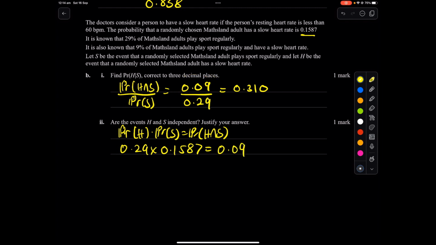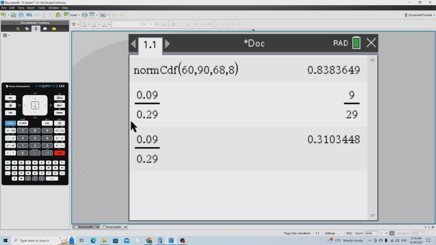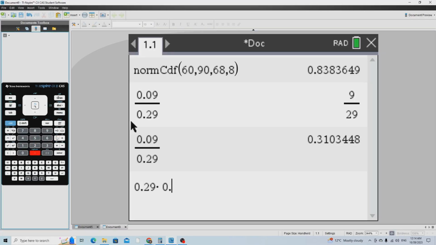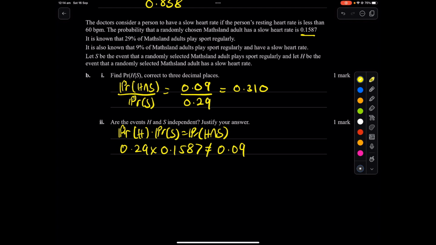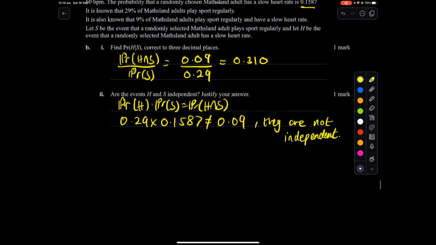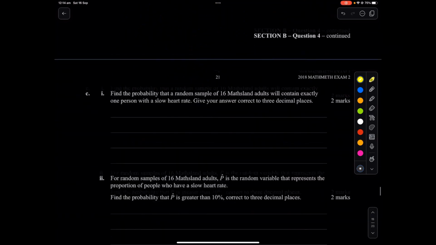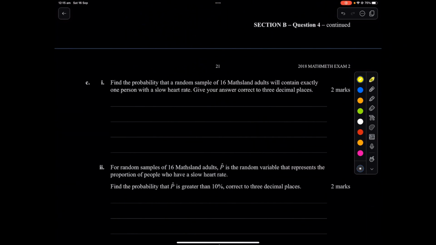Is that right? So let's double check that. Let's say it's 0.29 times 0.1587. Is it this? No, they're not equal. So we put a non-equal sign. So they are not independent. Yeah, that's right. Find the probability that a random sample of 16 Mathland adults will contain exactly one person with a slow heart rate.